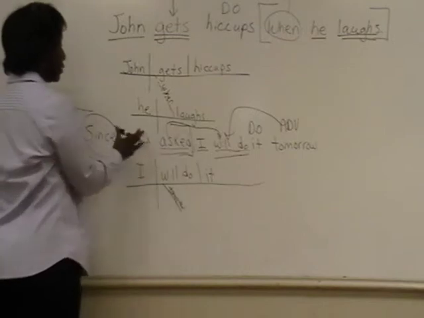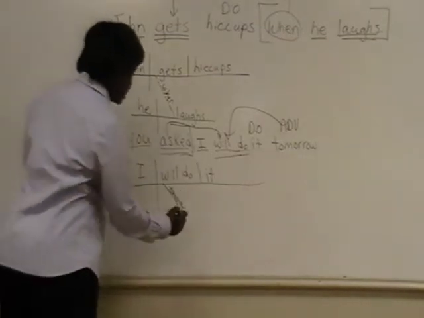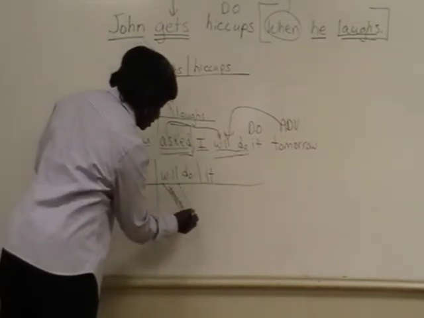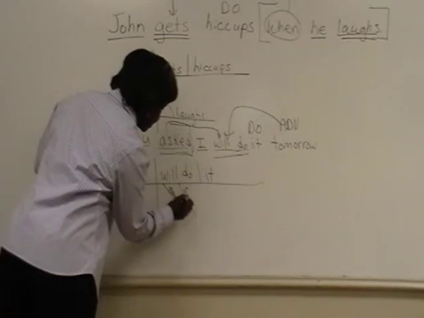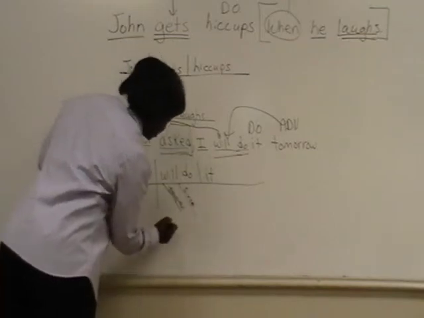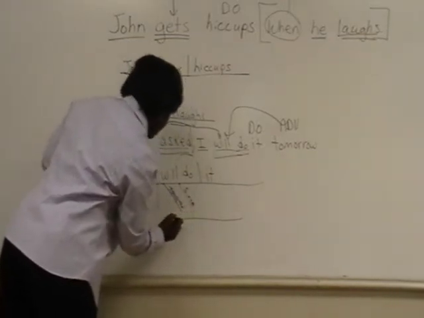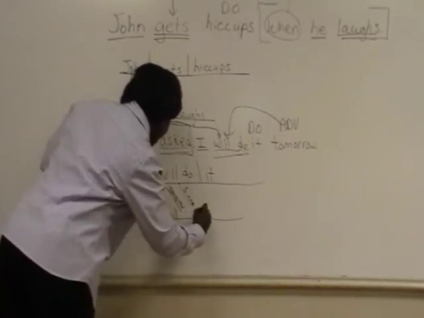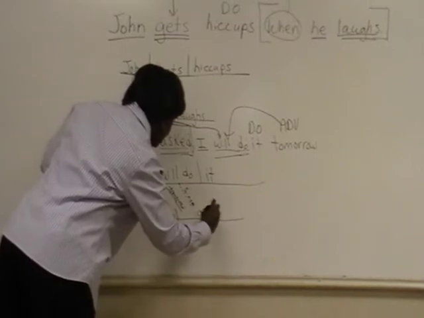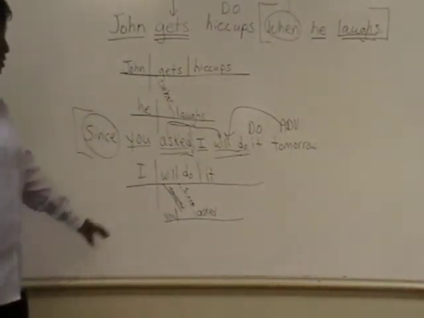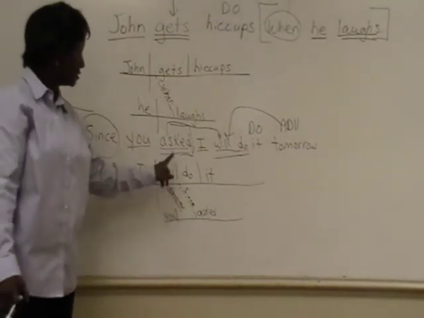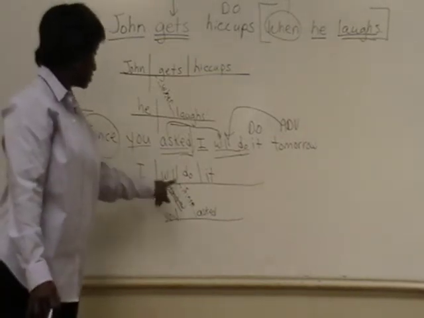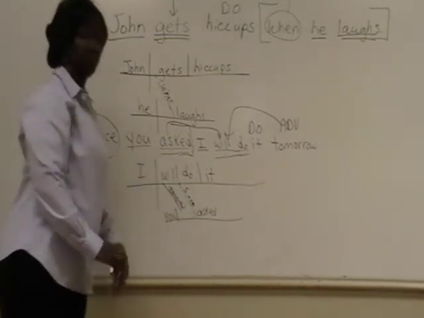So now we have to do something with this dependent clause, which is connecting you asked to I will do it. And we're going to put our dotted line, indicate that we have a conjunction, and then we have you as my subject and asked as our verb. Connecting will do to ask. Since you asked, I will do it. Do we get every word in the sentence? Since you asked, I will do it tomorrow.